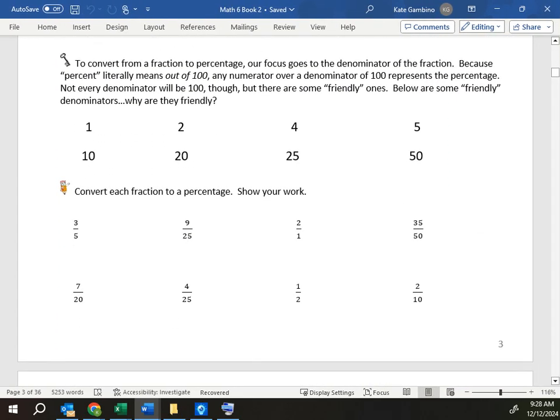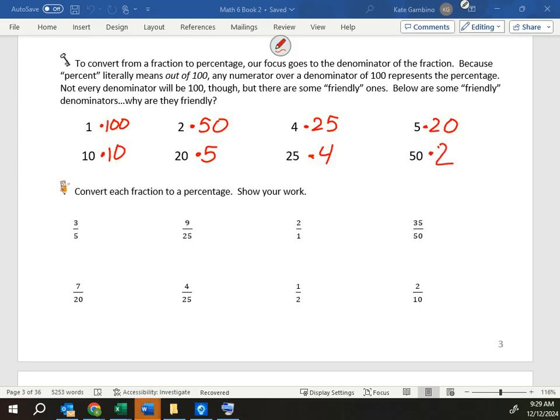We have our friendly denominators. You think that might be nice to have on our help sheet? So if your denominator is a 1, you want to multiply by 100. Your denominator is a 2, multiply by 50. It's a 4, multiply by 25. A 5, you multiply by 20. 10 is by 10. 20 is by 5. 25 is by 4. And 50 is by 2. You can put those friendly denominators on your help sheet.